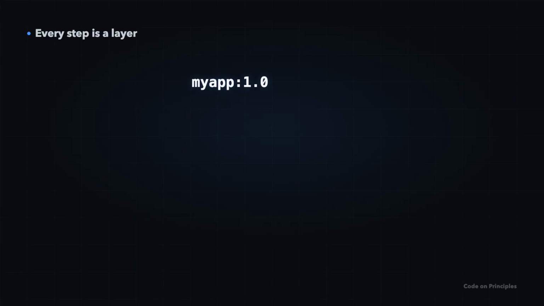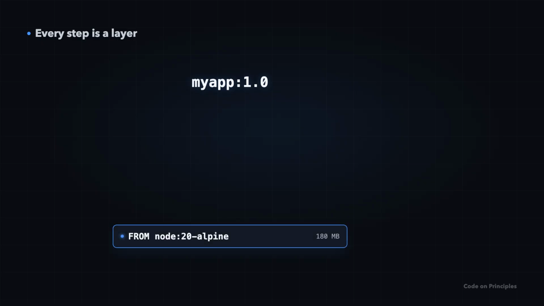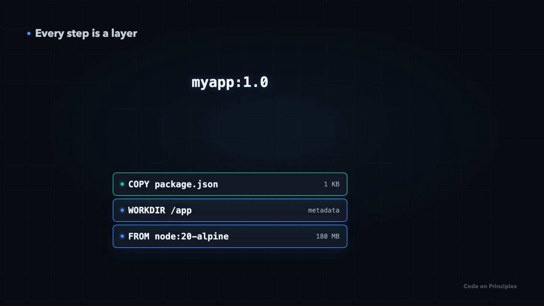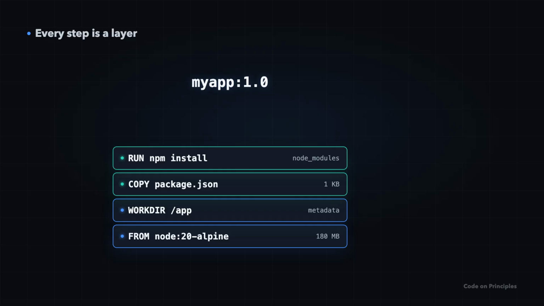Now watch what the build actually makes. Each instruction adds one layer, stacked on the one before it. WORKDIR is tiny, really just a note about where to work. Copy the package file, a small layer. Install dependencies, a much bigger one. Copy your source on top. Stack them up and that is your image. Layers all the way down.